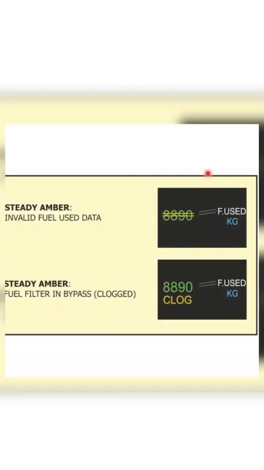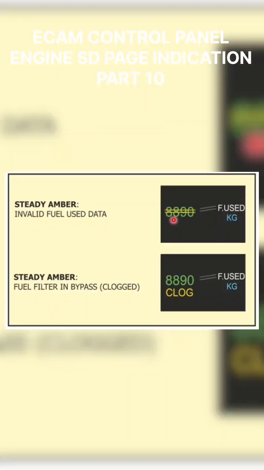There is one more thing. Sometimes you get two bars like this, which also means invalid fuel use data. This can also be reset by the mode selector only, depending on experience. This is my experience, whatever I am telling: you can do the reset with the mode selector. Or you can also try with the FWC computer.